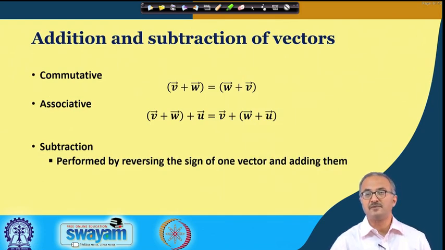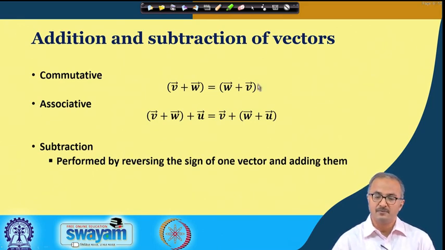Next, we come to some very basic operations involving vectors and some properties. First is the commutative property. Commute means we can exchange things. If we have two vectors, v vector and w vector, then v plus w is equal to w plus v. And when we say this addition, what we are basically adding is component wise.